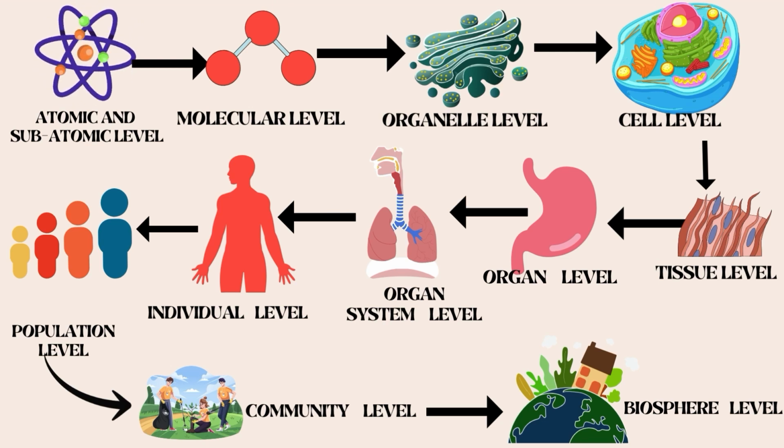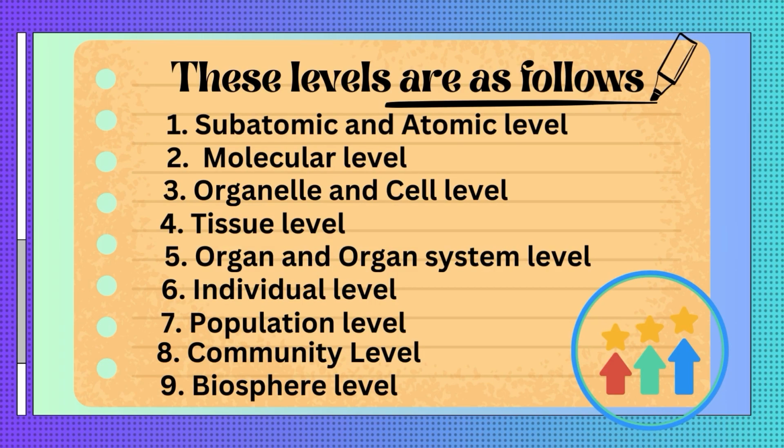Many individuals of same species form seventh level of organization, that is population level. Many populations of different species form eighth level of organization, that is community level. Many communities form the final level of organization, that is biosphere. Let's discuss these levels of organization in detail one by one.